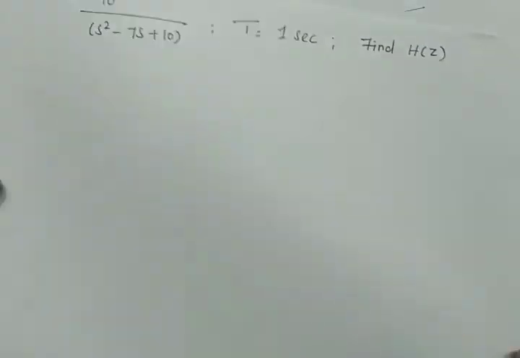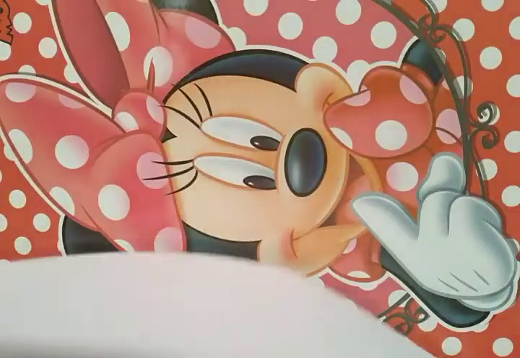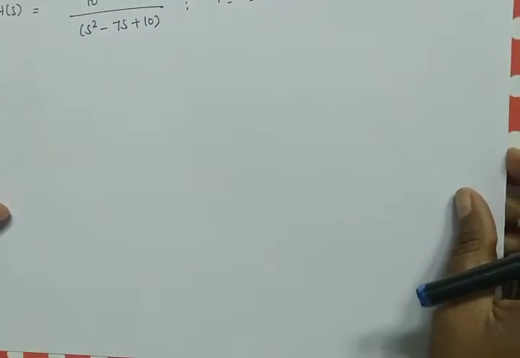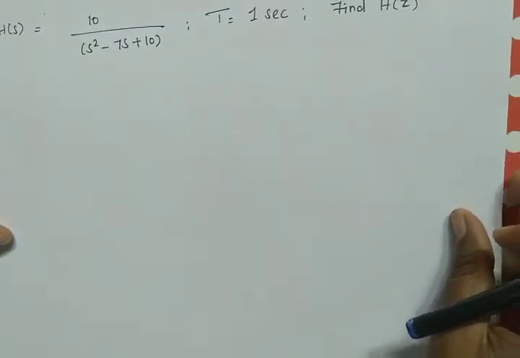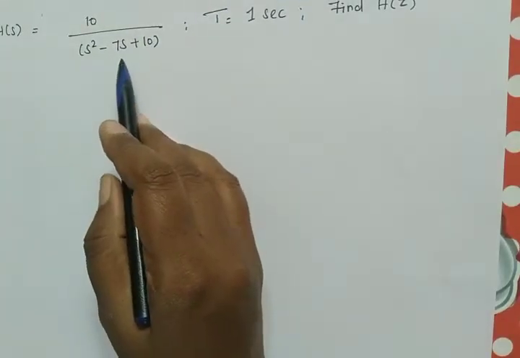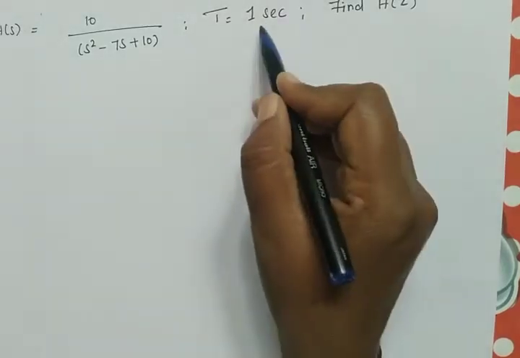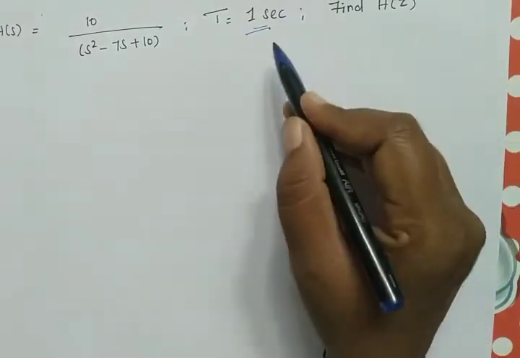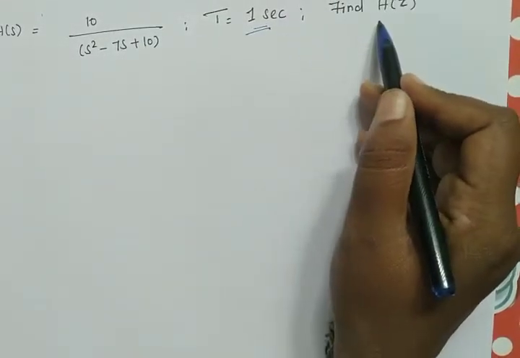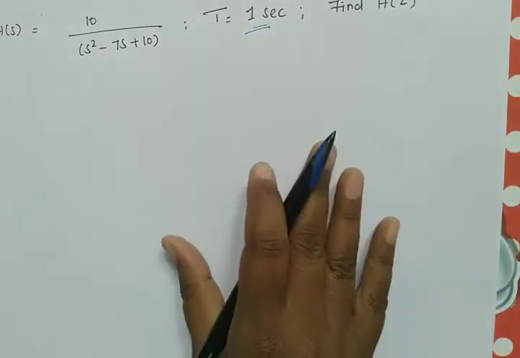Now let us move on to the next problem. What is our next problem? Yeah, this is our next problem. If H of s is equal to 10 divided by s square minus 7s plus 10, where T is equal to 1 second, and here also time is equal to 1 second. What we have to find is H of z. This is the impulse invariant method.